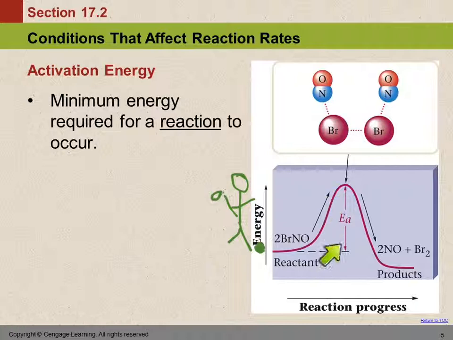It's the energy required to break the existing bonds. When those bonds are broken, the new bonds can form. Once you get over that hump, it's downhill. And the reaction proceeds on its own because the products are going to be at a lower energy than the initial reactants. We know that things don't roll up hills, right?